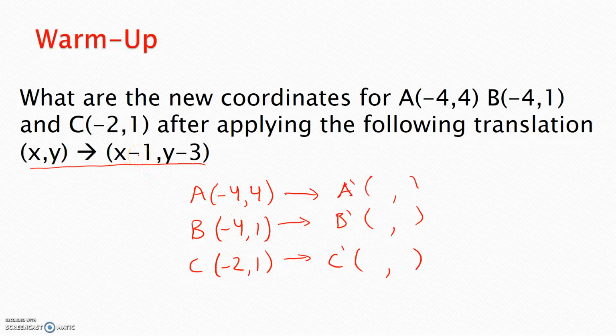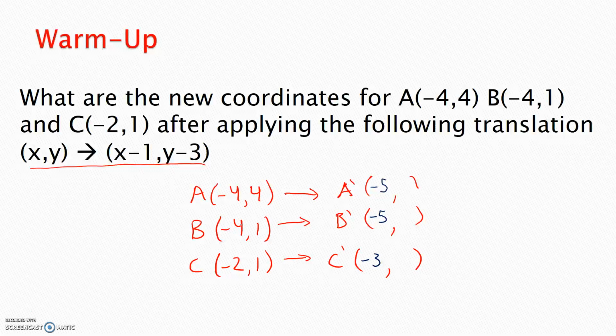What am I going to do to all my y's? Well, the rule says I have to subtract 3 from all my y's. So it's going to be 4 minus 3, 1 minus 3, and one more time, 1 minus 3. So what is that going to look like here? Let's work the x's first. Negative 4 minus 1 is negative 5. Negative 4 minus 1 again is negative 5. And then negative 2 minus 1 is negative 3. Notice what I did is I took 1 away from all of my x's.